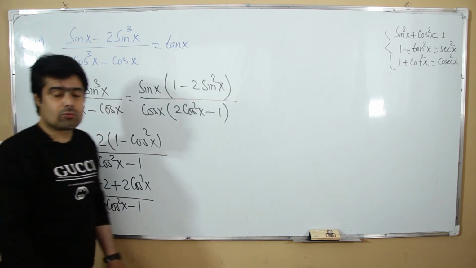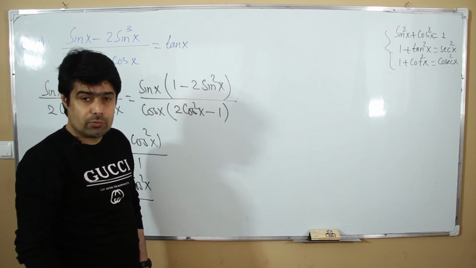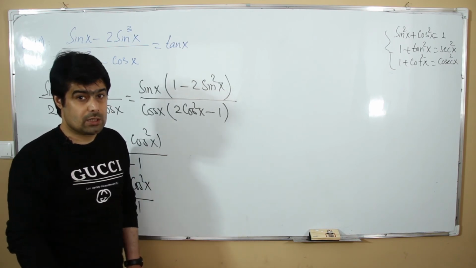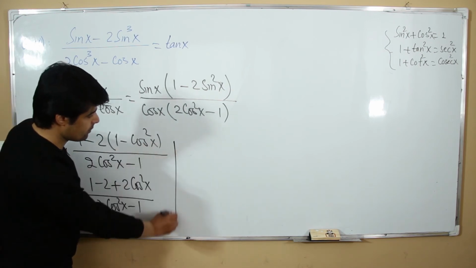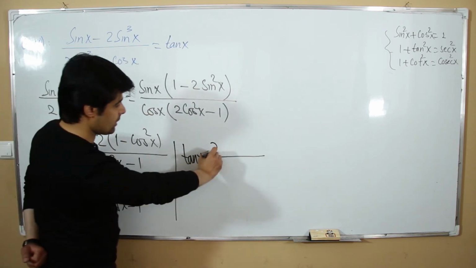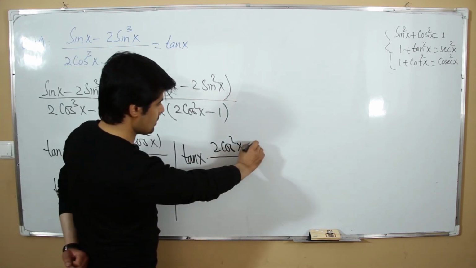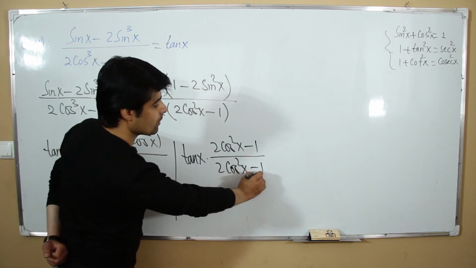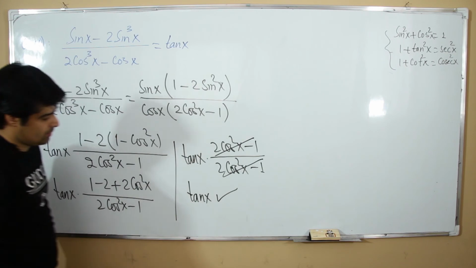If you changed all the trigonometric ratios to sine and cosine, the last chance is change all of the trigonometric ratios to sine or cosine. This is our last chance. So what do you have? You have tangent x multiplied by, we have 2 cosine square of x, and minus 2 plus 1, it is minus 1, divided by 2 cosine square of x minus 1. I think it is cancelled, so our answer is tangent x.